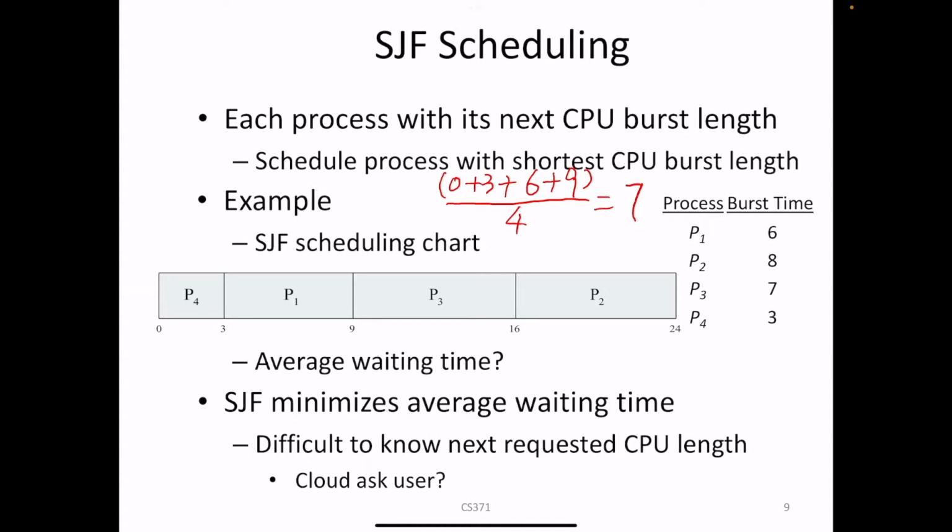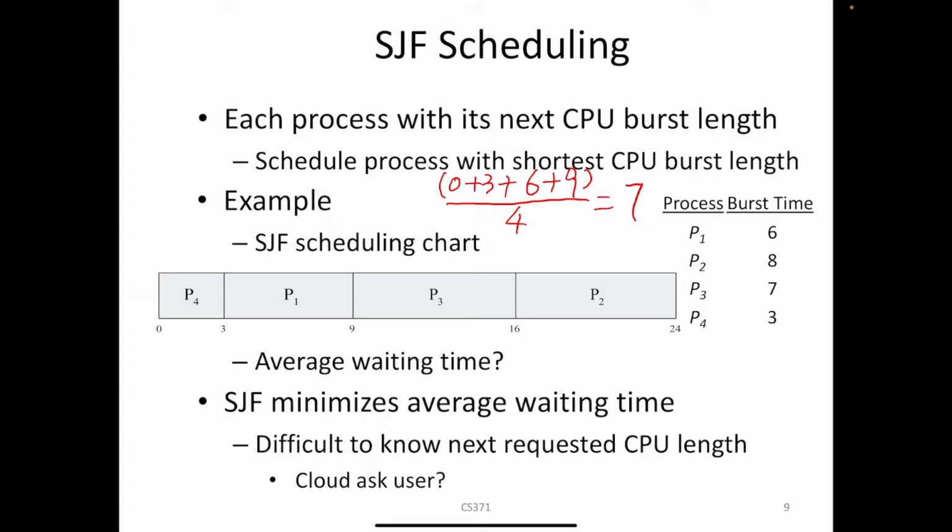Next, we are going to talk about another scheduling algorithm, which is called shortest job first scheduling. It can be shortened as SJF scheduling. Remember in the previous slide, we talked about first come, first serve scheduling. The major advantage of first come, first serve is that it is very easy to implement and manage. However, the downside is that due to the convoy effect, the average waiting time is quite large.